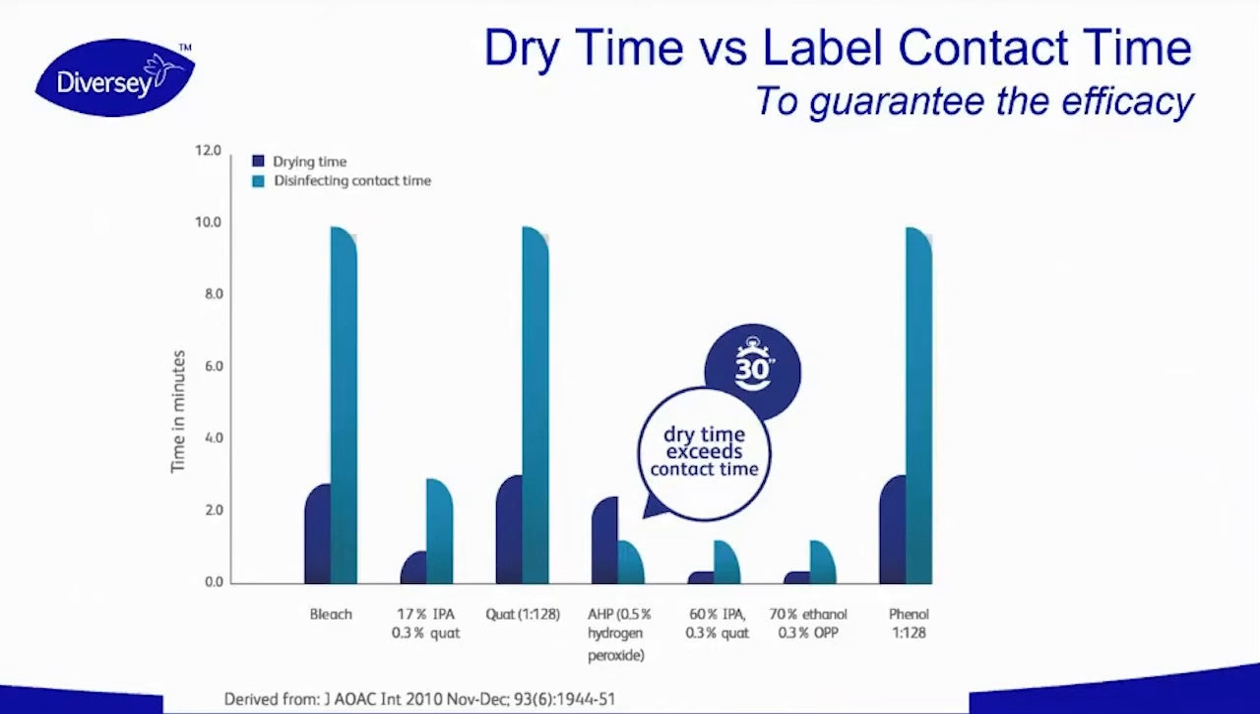Then you see the time in minutes, from 0 to 12 minutes. And then you have the different active technologies: the bleach, the IPA, the quat, the AHP, 0.5% hydrogen peroxide, 60% IPA, 70% ethanol, and then the phenol. And you can see that with AHP, the dry time exceeds the contact time. So this is key, and this really ensures that the right efficacy is applied on your surfaces.